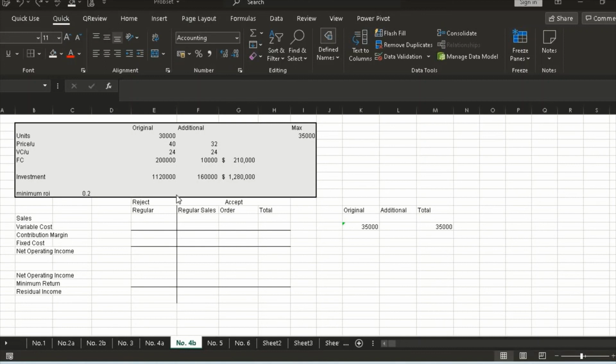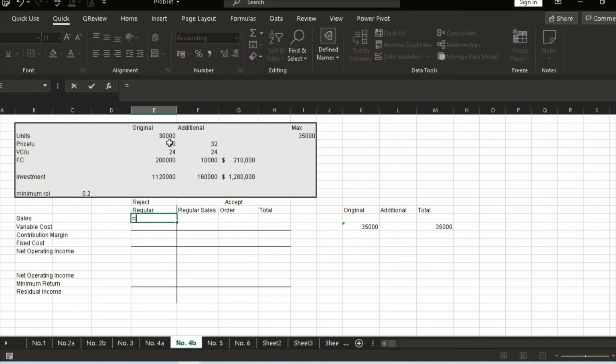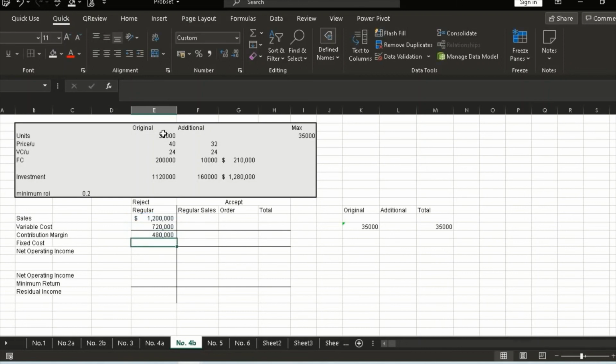To do that, let us multiply the price per unit of 40 with the number of units, 30,000. For the variable cost, that is variable cost per unit, multiplied by 30,000 units. Then the difference between the two is our contribution margin. Our fixed cost is already given. Our net operating income is the difference between our fixed cost and the contribution margin.